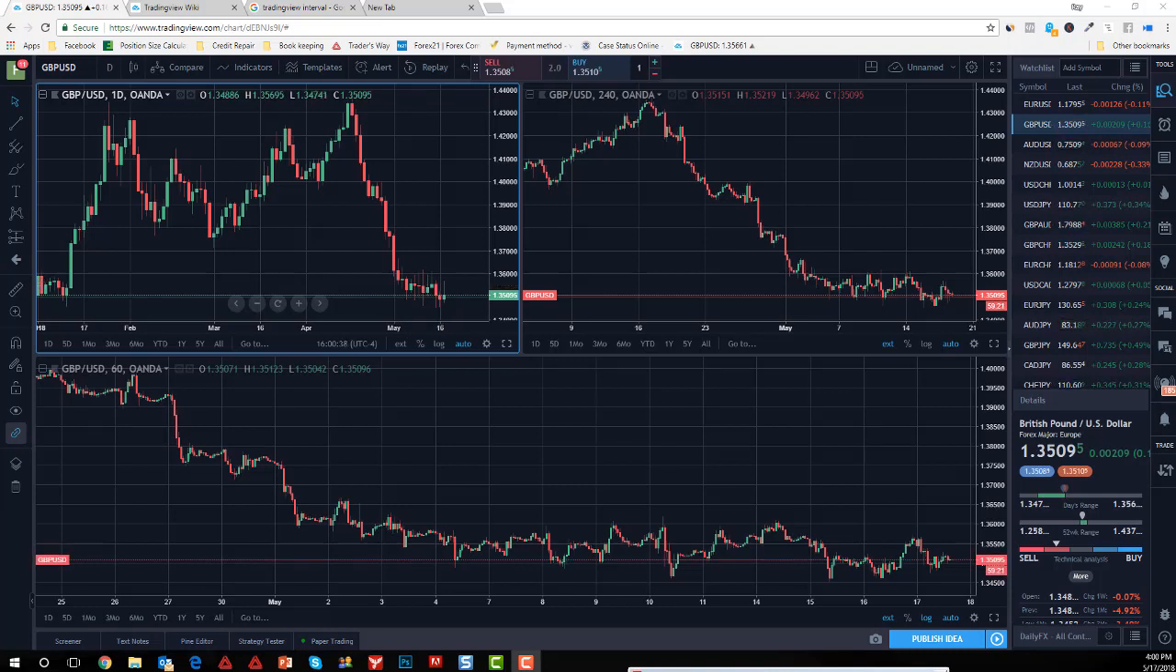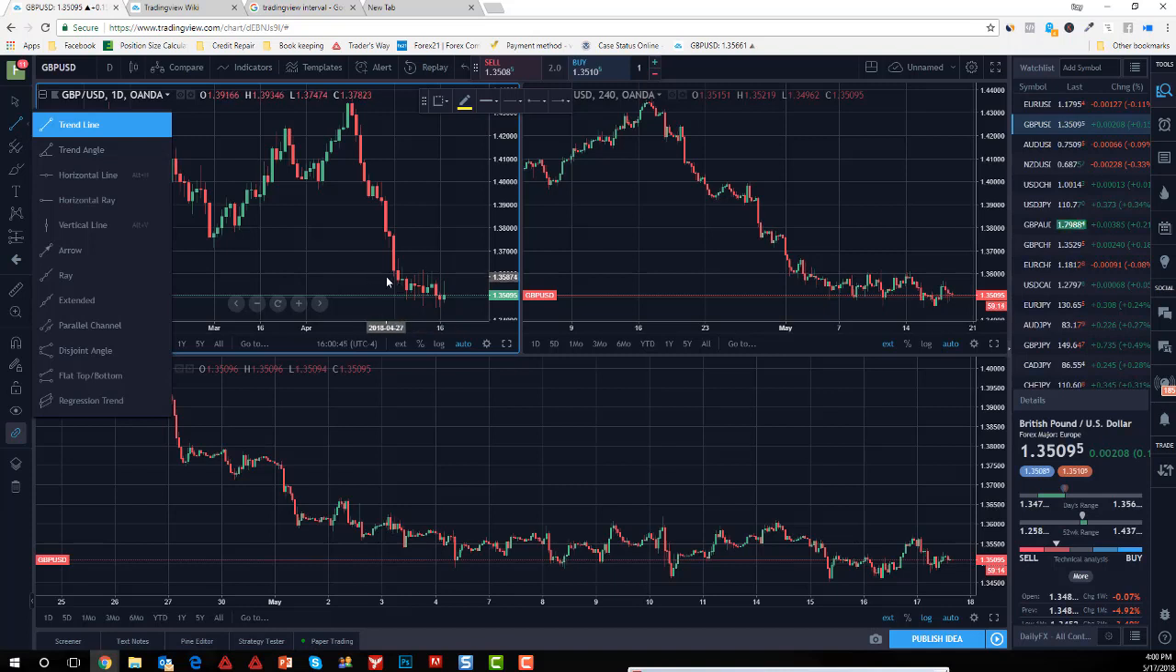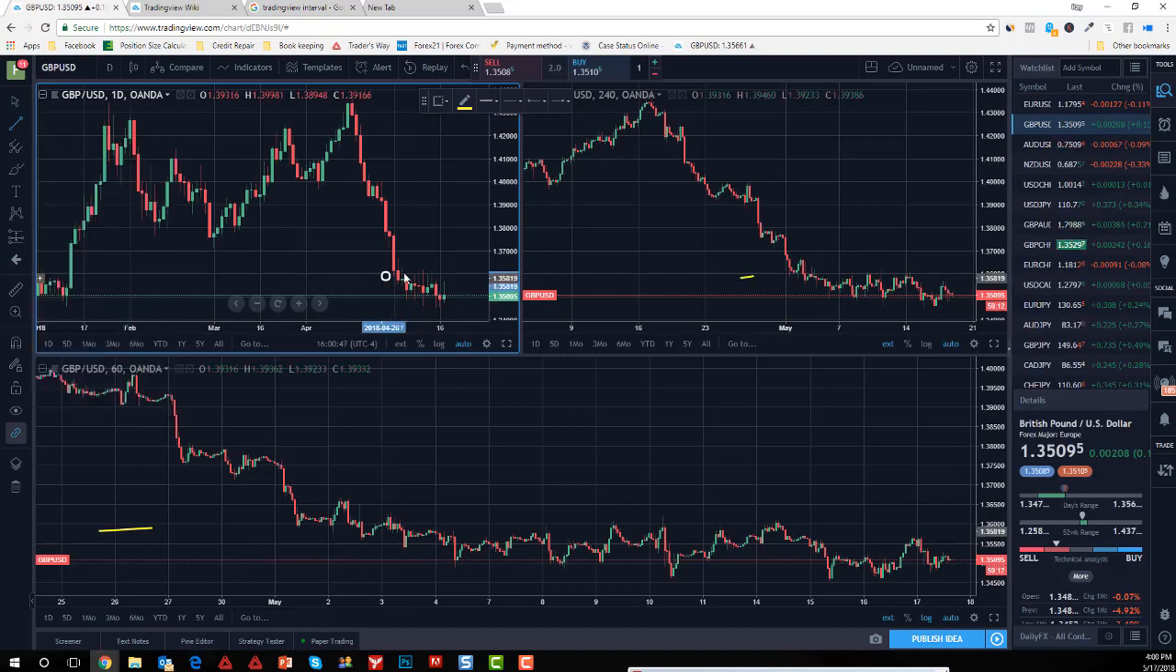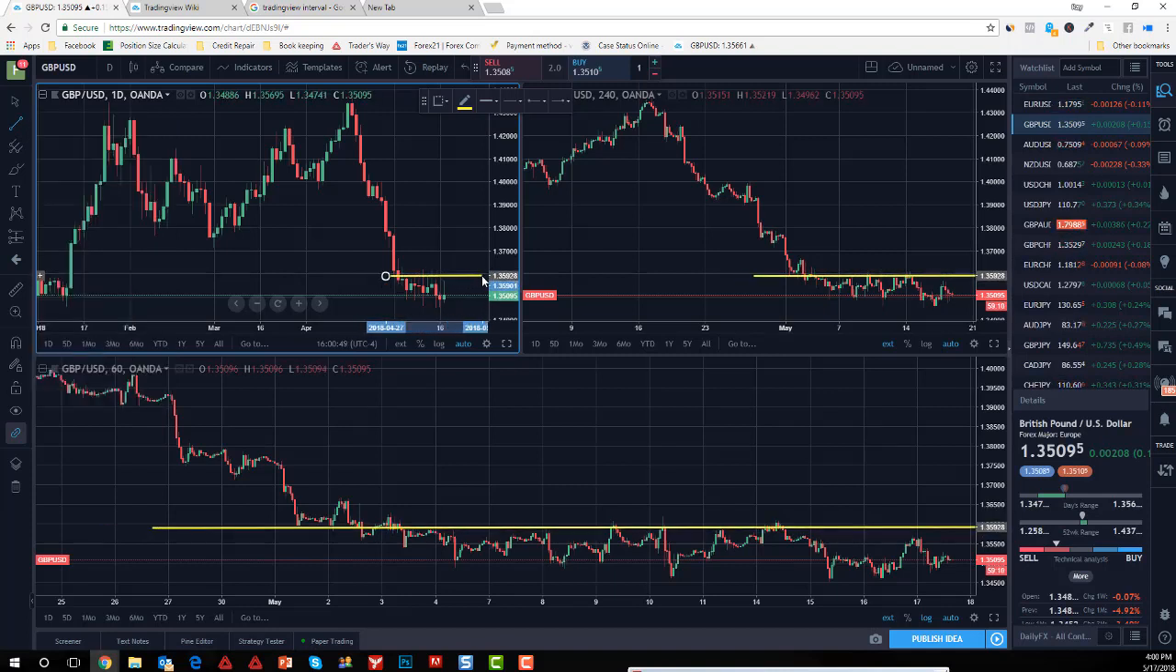So right now, let's sync that. So if I place a drawing tool, if I do this on the daily chart and place a resistance level above this area right here. Now, I'm going to make it as simple as possible for any new trader to trade the market. I'm giving away something here for free, guys.